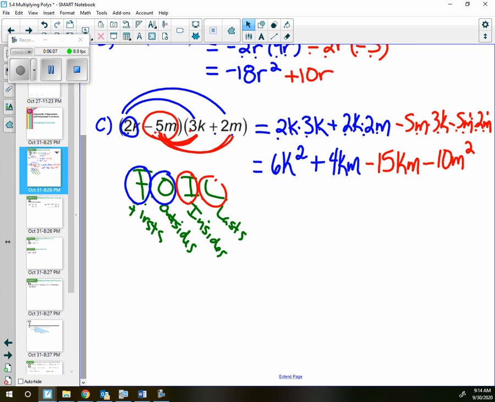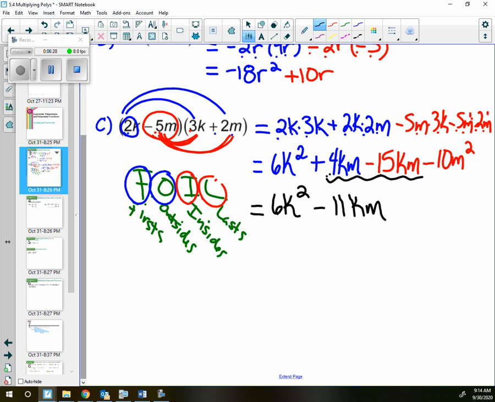Now, whether or not you can put things together depends on if there's like terms or not. I don't think there's any other K squared terms, so 6K squared is going to stand alone. But take a look at these middle two. Often this will happen. Those both have the same variables, km to the first, so we can put them together. So 4 minus 15 would put you at negative 11, and that would be km. You have negative 11 of that term, and then minus the 10m squared.